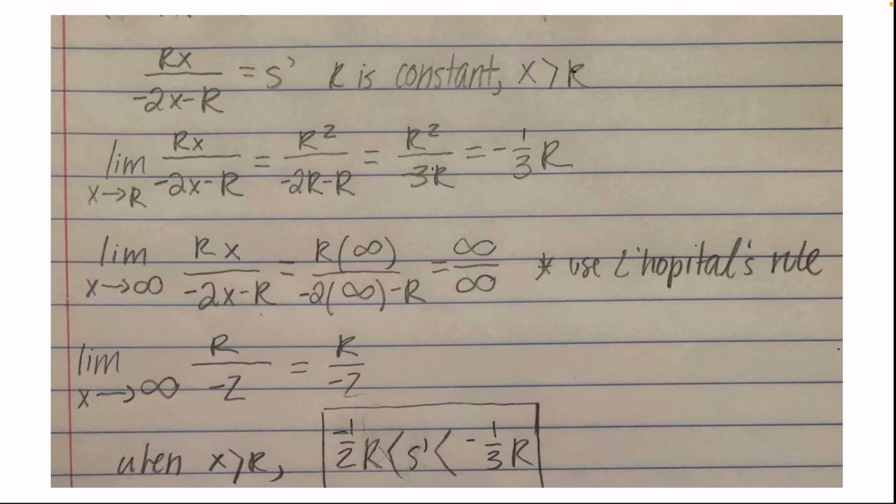So when you evaluate at r, you get a value of negative 1/3 r. That's the location. And then when you evaluate at infinity, you get infinity over infinity, which, just in case, you can use L'Hopital's rule and differentiate the top and the bottom. And once you do that, you get a value of r over negative 2. So that means for the boundaries of x being between infinity and r, s prime will be larger than negative 1/2 r, but smaller than negative 1/3 r. And notably, negative 1/2 r is equivalent to negative f.